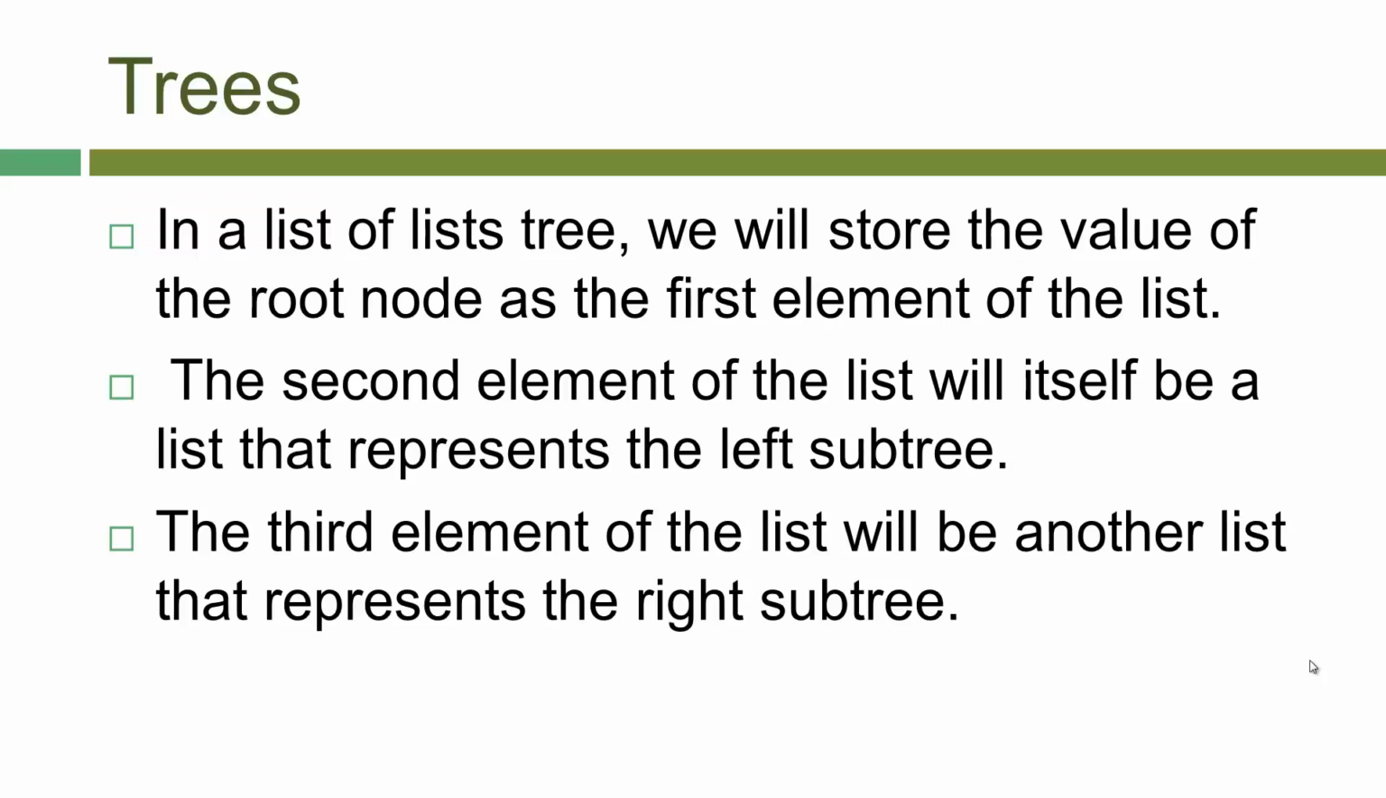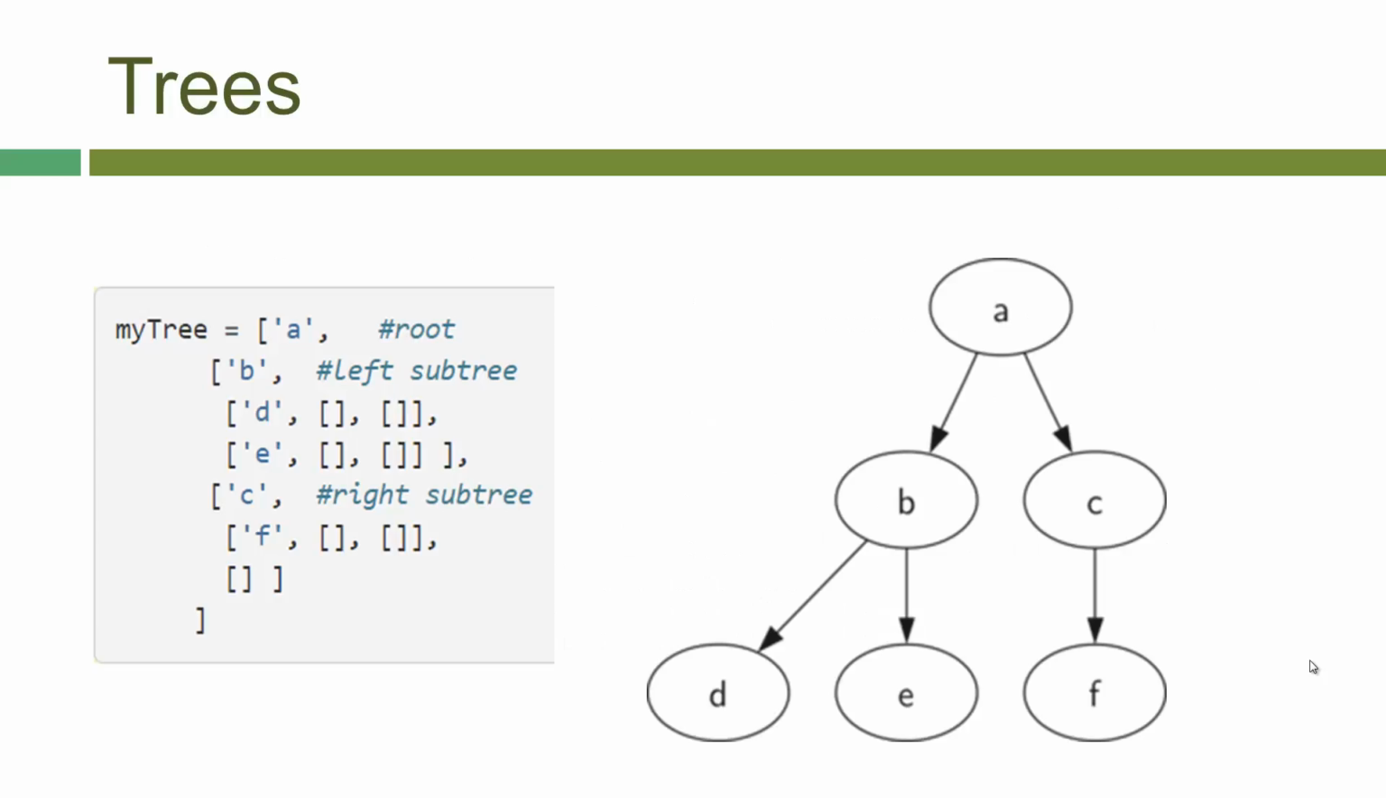In a list of lists tree, we're going to store the value of the root node as the first element of a list. Then the second element of that list will actually be a list itself that represents the left subtree. And that third element, which is going to be at index 2, remember you have 0, 1, 2 since indexing starts at 0, will be another list that represents the right subtree.